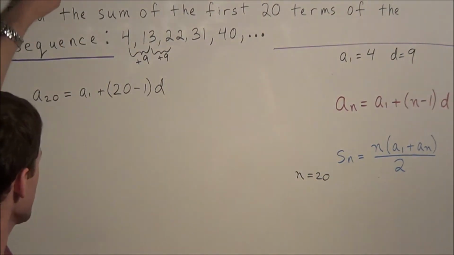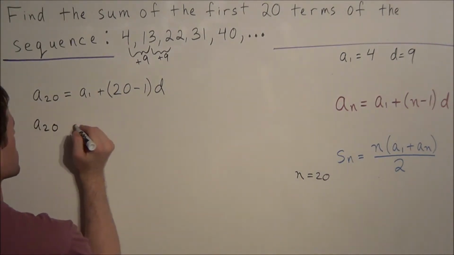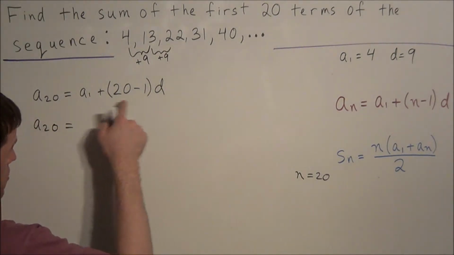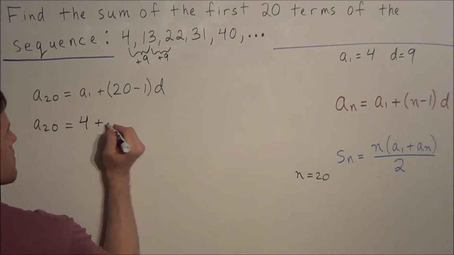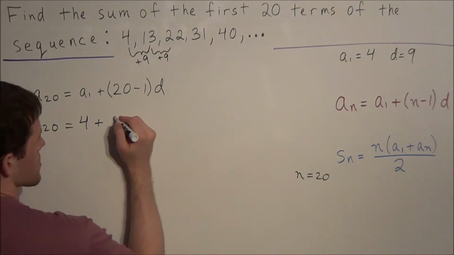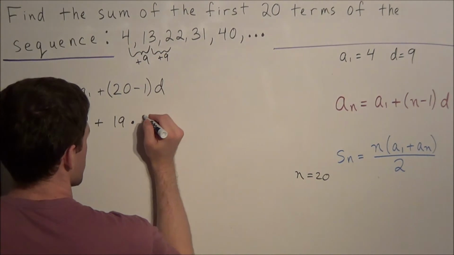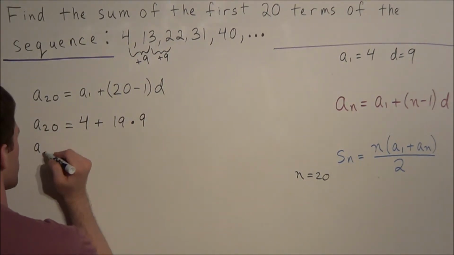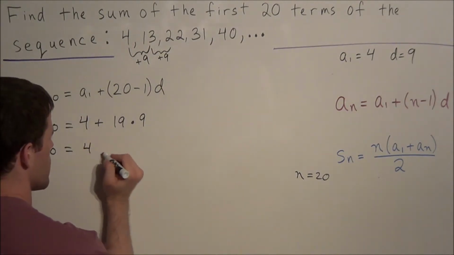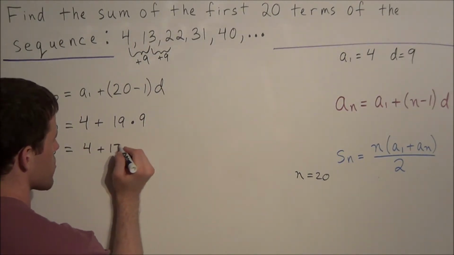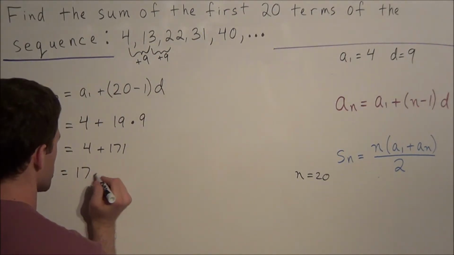To find the 20th term of the sequence, we can replace each unknown variable. The first term of the sequence is 4, plus 20 minus 1, which is 19, times d, our common difference, which is 9. For the next line, the 20th term of the sequence is 4 plus 19 times 9, which is 171. So our 20th term is 175.